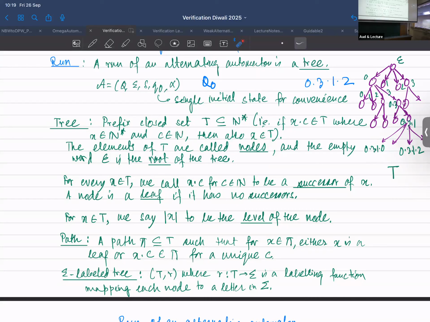Is it clear, the online participants? Is it clear, the definition of a tree? Yes. Okay. DAG would also be prefix closed. Sorry? Wouldn't the DAG also be prefix closed? Exactly. The DAG is also prefix closed indeed.